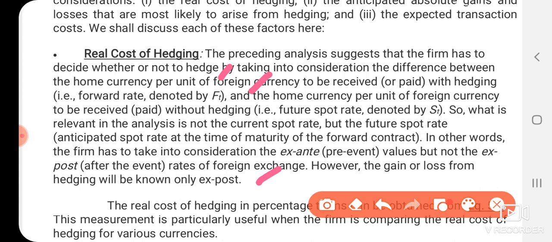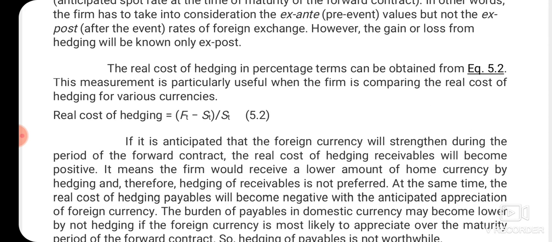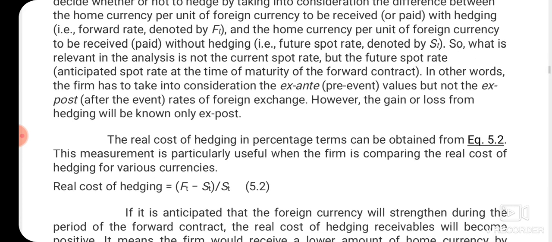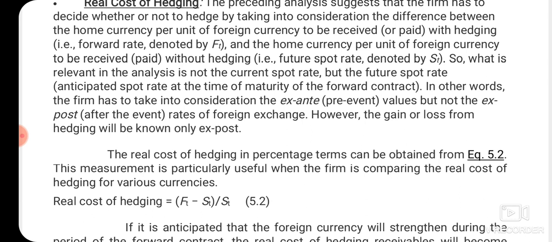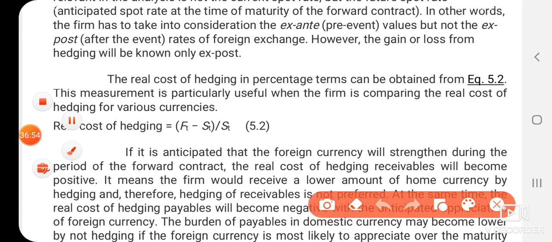That is what we call the real cost of hedging. Here the real cost of hedging is shown in percentage terms. See the formula: Ft minus St divided by St. Here already it was said that St is the home currency per unit of foreign currency to be received or paid without hedging, that is nothing but the future spot rate. Ft means forward rate, St means future spot rate, divided by spot rate.